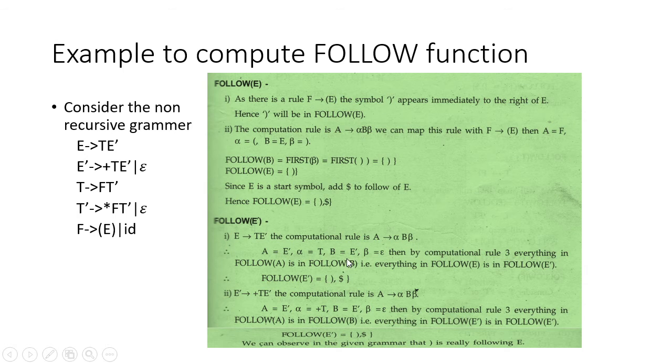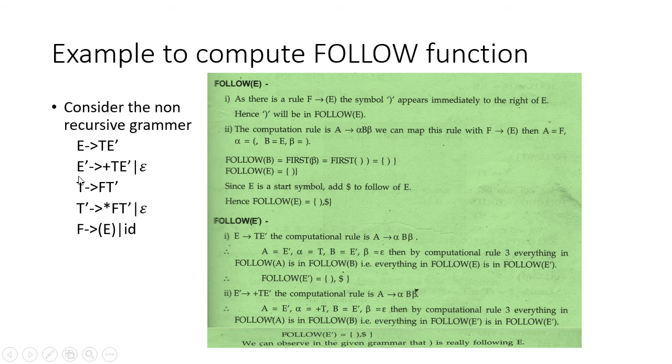Follow of... here A dash is E, not E dash. This is wrong. A derives E, so follow of A is E, follow of E, and follow of B is E dash. So follow of E is in follow of E dash. So that's why follow of E is given as closing bracket and dollar. So here also we have closing bracket and dollar.